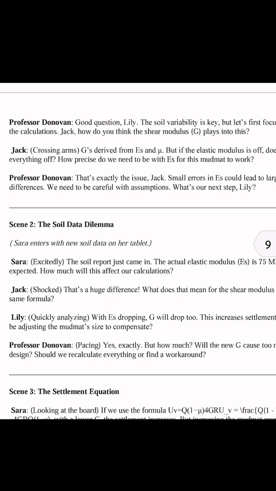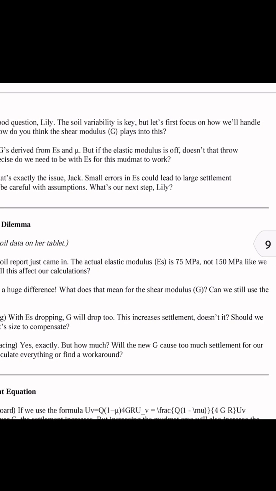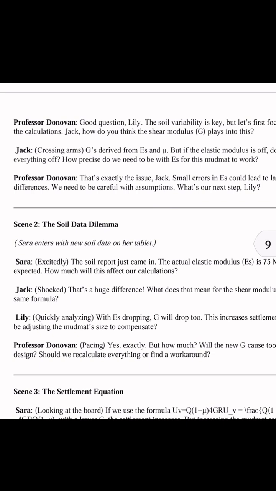How do you think the shear modulus plays into this? G is derived from ES and mu. But if the elastic modulus is off, doesn't that throw everything off? How precise do we need to be with the ES for this Mudmat to work?